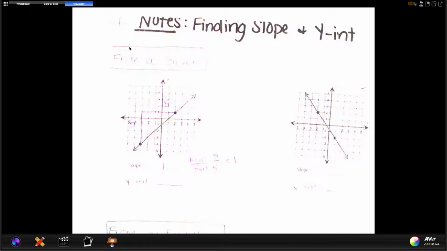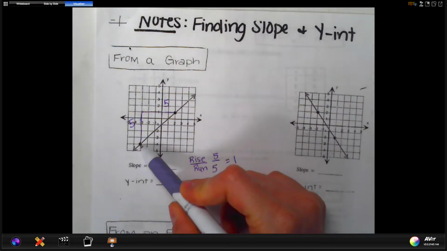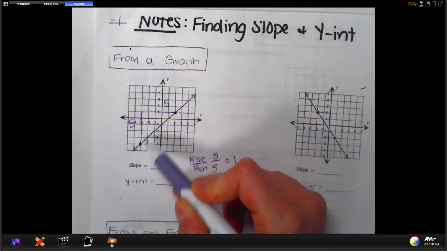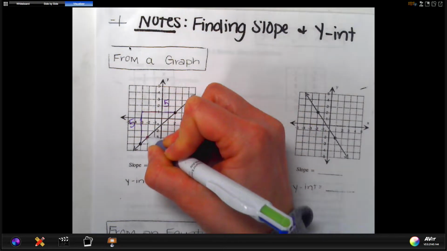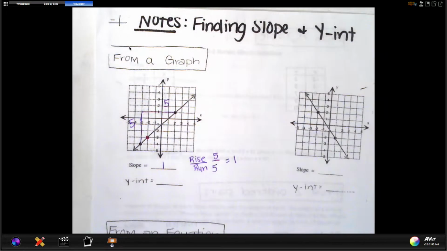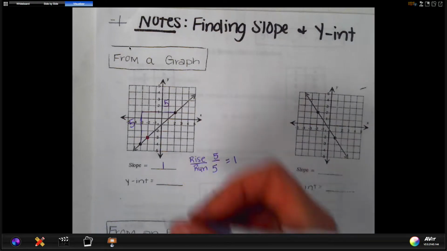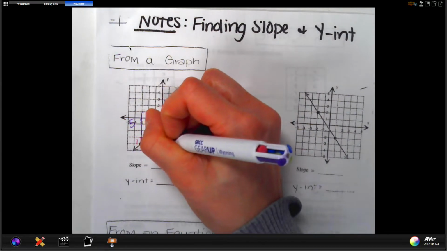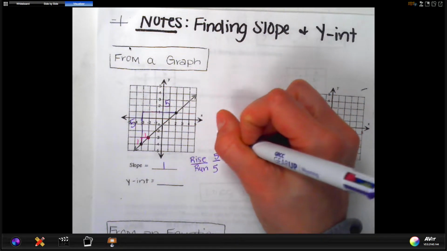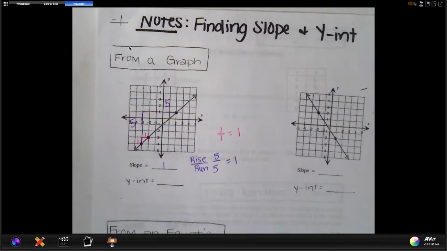Now, we could have found that a little bit easier if you can see that on a graph there are closer points. We started here and got here, but there could have been a point right here. The closer you can get the points together, the less chance you're going to have to simplify. So this would have been a rise of 1 and a run of 1, giving us 1 over 1, the same slope of 1. That's how we find slope from a graph.